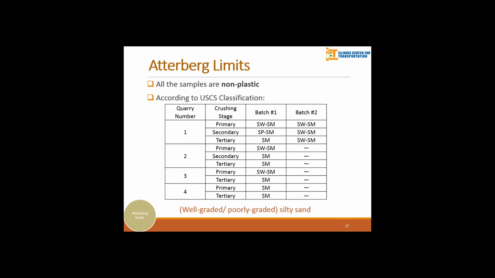And according to the USCS classification, all the quarry byproducts can be classified as well-graded or poorly graded silty sand. And usually primary stages will have well-graded or poorly graded silty sand, which means they have less small size particles compared with secondary and tertiary crushing stages.